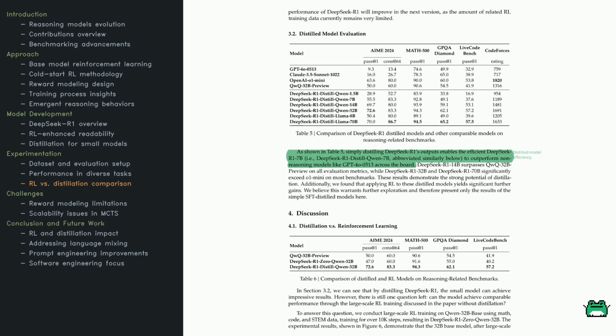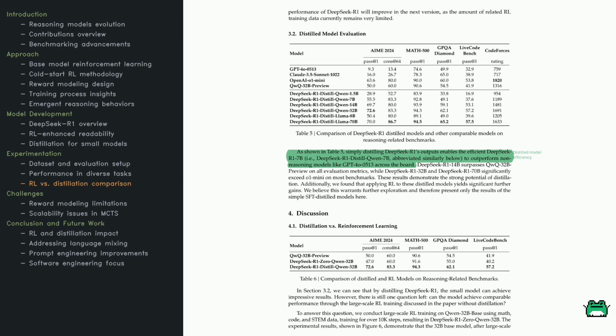Now, let's shift focus to the distilled versions of DeepSeek R1. In Table 5, you'll see smaller models like DeepSeek-R1-Distill-Qwen-14B and DeepSeek-R1-Distill-Llama-70B. Despite being smaller, they outperform certain bigger, non-distilled models on a variety of benchmarks, including math and coding. Then, the authors ask a question.